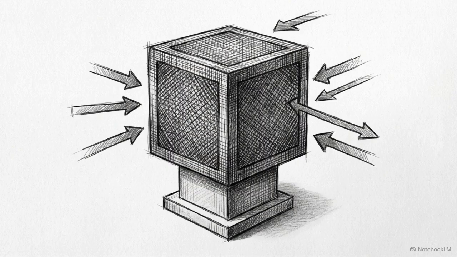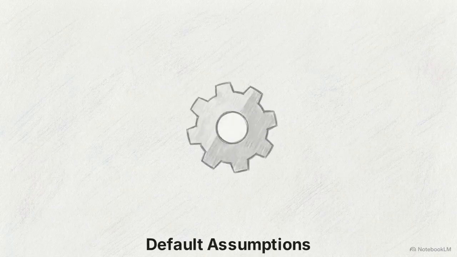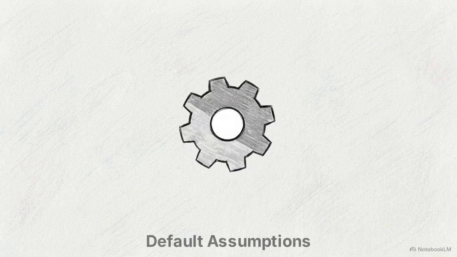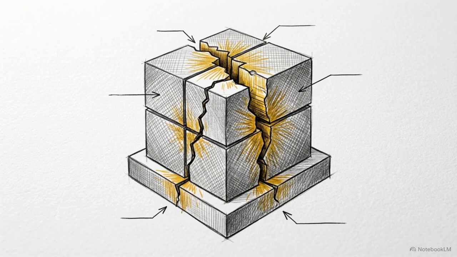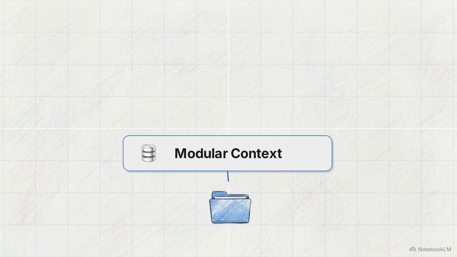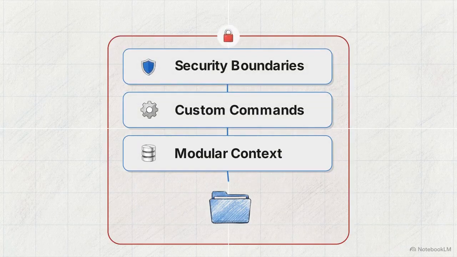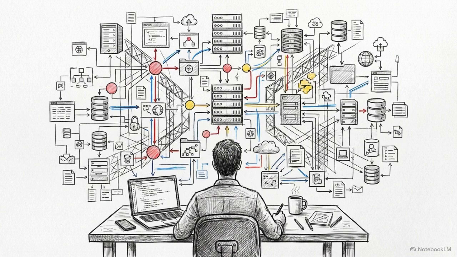Most developers treat this auto-generated directory as a black box. They see it appear, they commit it, and ignore it entirely, leaving the system running on default assumptions. We are going to open that box. We will architect the .claude protocol from the ground up, layering modular context, custom commands, and strict security boundaries. Mastering this protocol is how you scale a generic text generator into a highly integrated, context-aware engineering partner.